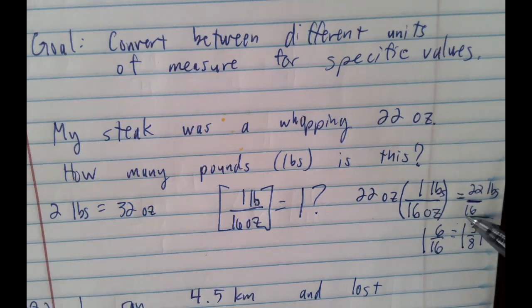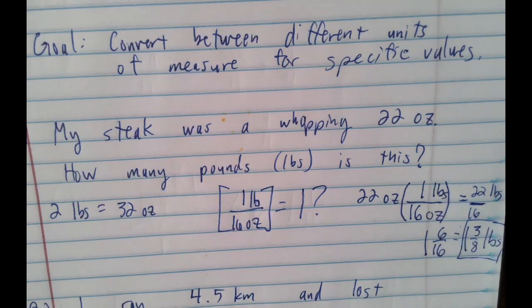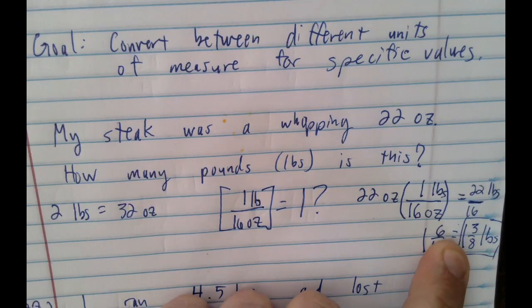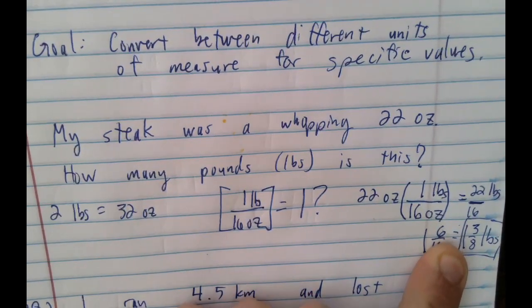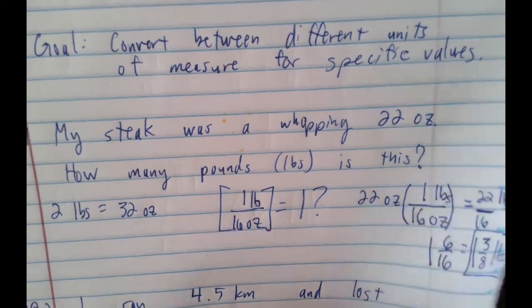Now, I would accept 1 and 6/16 because reducing is not something we've done a whole lot with. Nonetheless, what we've just done is convert 22 ounces to 1 and 3/8 pounds. Okay, well, what would happen if I asked you to go the opposite direction? Let me turn the page here just for a moment.